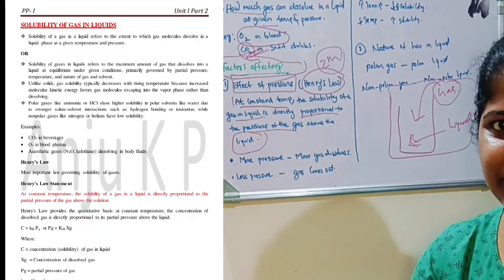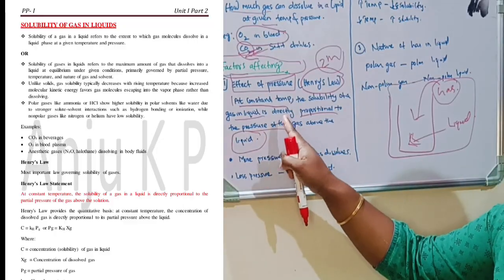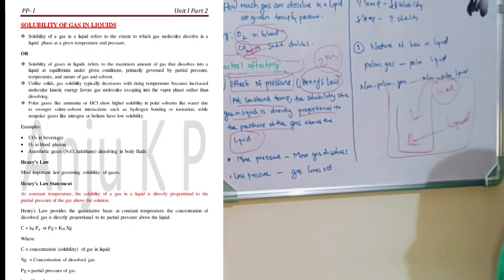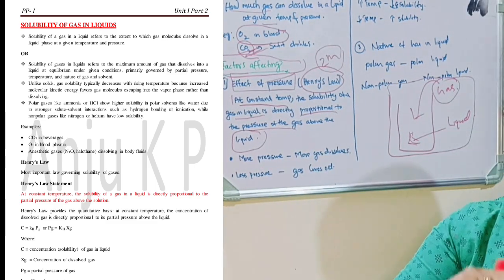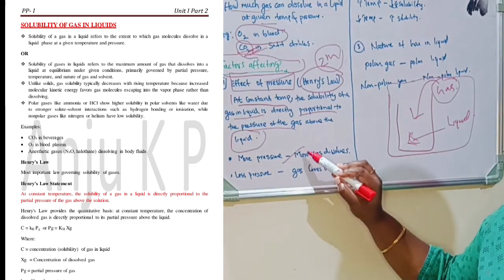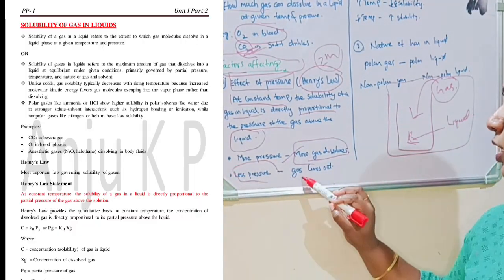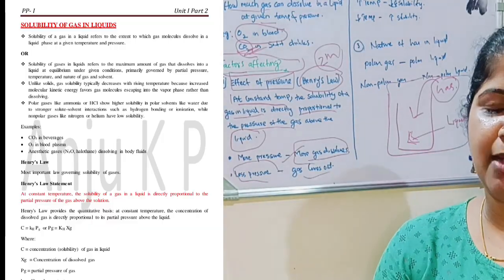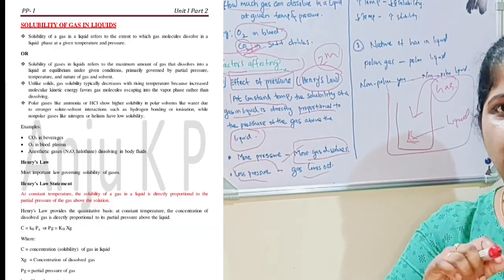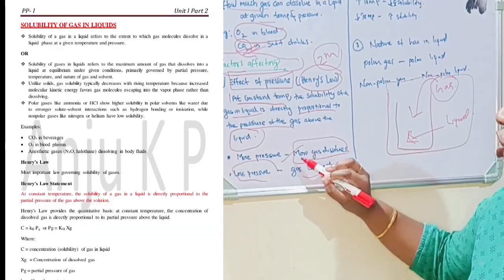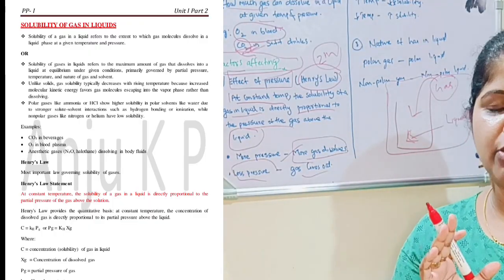Henry's law states that at a constant temperature, the solubility of a gas in a liquid is directly proportional to the pressure of the gas above the liquid. So when you are increasing the pressure, more gas will get dissolved. When you are reducing the pressure, gas will come out. For example, you take a sealed Sprite bottle. The pressure is more and more gas is dissolved in that particular bottle.